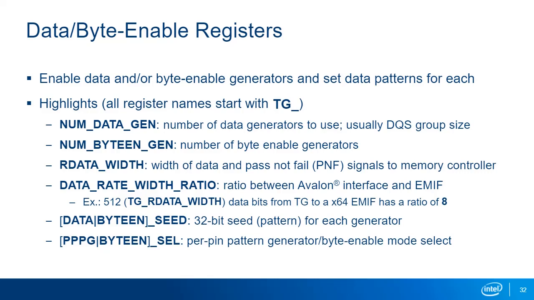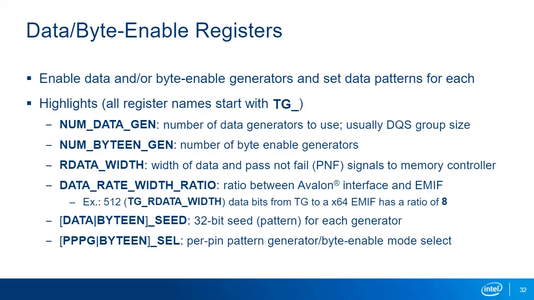RDataWidth corresponds to the width of the read data and write data buses on the AMM interface to the EMIF IP, while data rate width ratio is the ratio between the AMM data bus widths and the external memory data bus. This ratio is important because it's used to determine the number of pass-not-fail, or PNF registers needed for storing the results of a test. We'll look at the PNF registers in a moment.